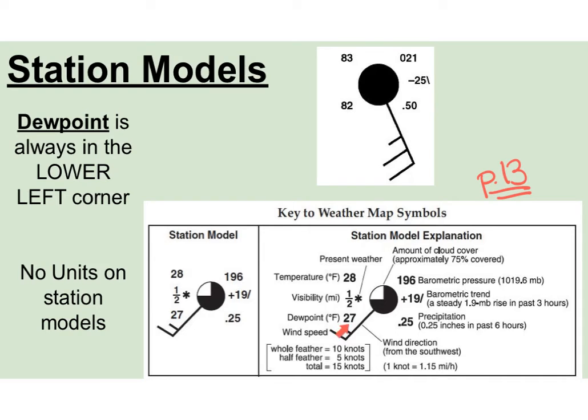Remember that there are never any units on our station models. This is our station model right here. This is just the explanation. So even though the dew point temperature is in degrees Fahrenheit, over here we never put degrees Fahrenheit, right? So on this station model, the dew point temperature would be 82 degrees Fahrenheit.